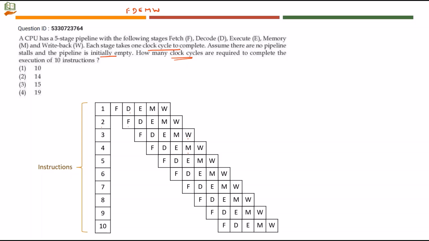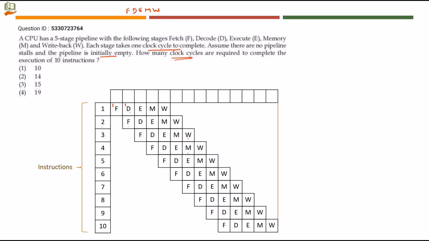Now we have to find the total clock cycles. If this is going to be one clock cycle, we have to count here: 1, 2, 3, 4, 5, 6, 7, 8, 9, 10, 11, 12, 13 and 14 clock cycles are required to complete the execution of 10 instructions. How many clock cycles do we need to complete one instruction? We need 5 clock cycles: one for fetch, one for decode, one for execute, one for memory and one for write back. Now we have a formula for this.